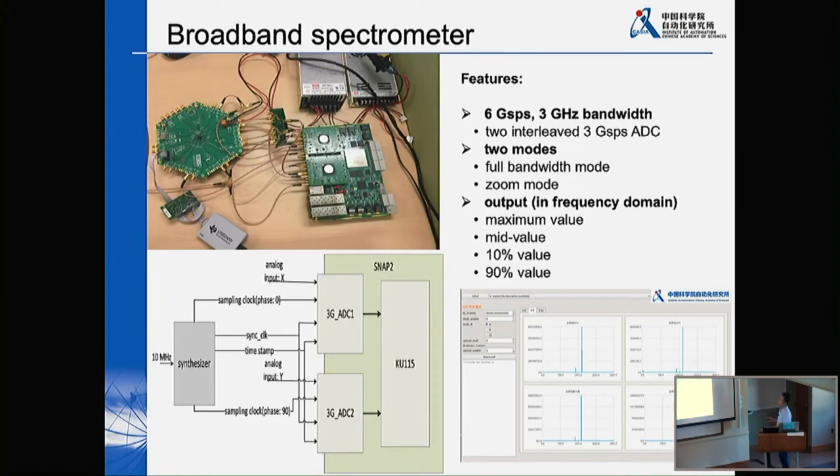SNAP2 can also be used as a broadband spectrometer. By interleaving 2 pieces of 3 gigahertz ADCs, the 6 gigahertz sampling rate can be achieved.